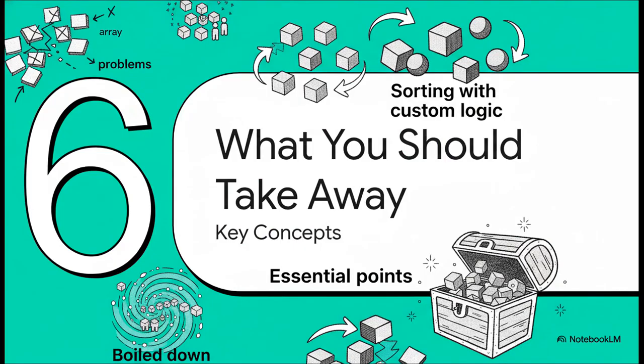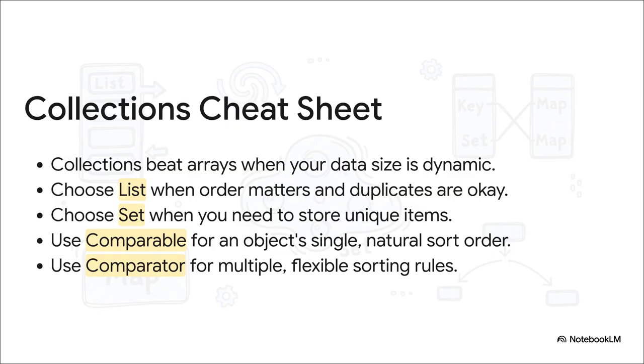Whew. Okay, we have covered a ton of ground here. We've gone from the basic problems with arrays all the way to advanced custom sorting. So let's boil it all down to the key things you absolutely need to remember. Think of this as your cheat sheet. If your data size might change, use collections, not arrays. If you need to keep things in order and duplicates are fine, use a list. If you need to make sure every item is unique, use a set. For that one main way to sort your objects, use Comparable. For every other sorting rule you can think of, use Comparator. That's it. That's the core of it.